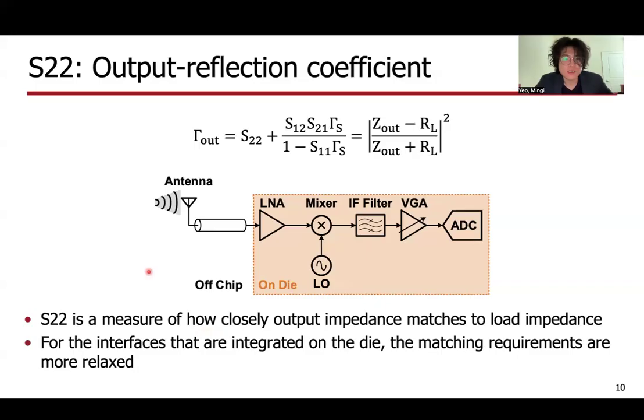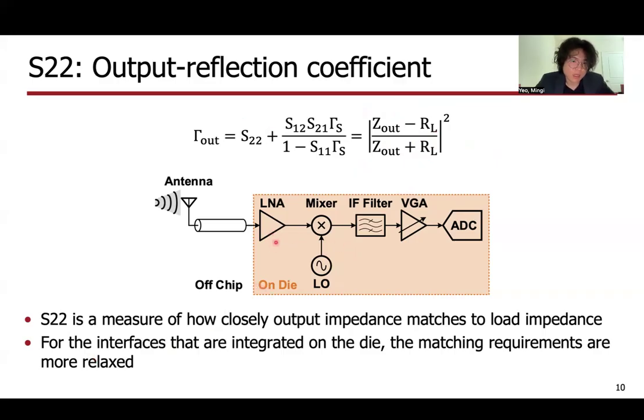Likewise, S22 is related to the output reflection coefficient gamma out, and the equation for gamma out is listed up top. Under the condition that the source is perfectly matched, so when gamma S is equal to 0, we don't need to consider the second term. Then S22 means any reflection at the output is solely due to the impedance mismatch that we have at the output between the load and the output impedance. And this last term again suggests that S22 is best optimized when the output impedance is equal to the load impedance, RL.